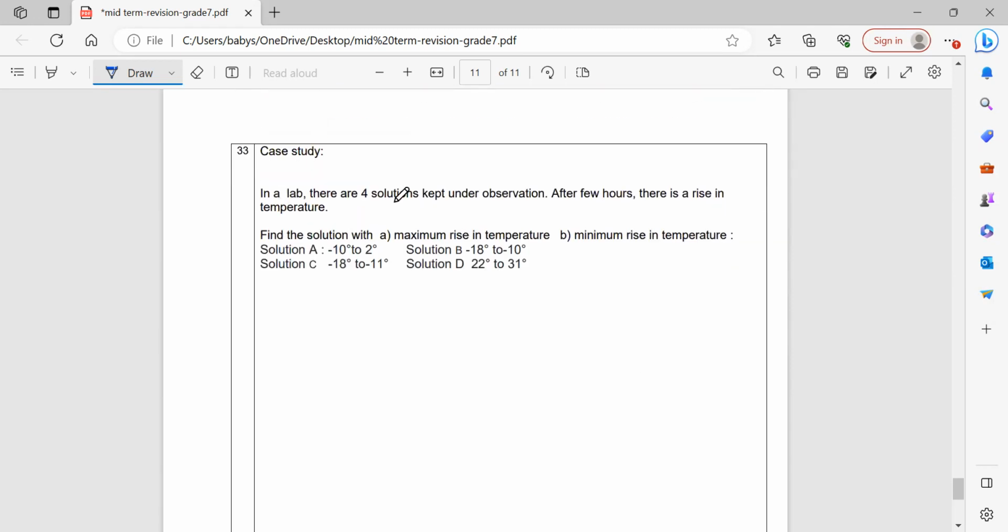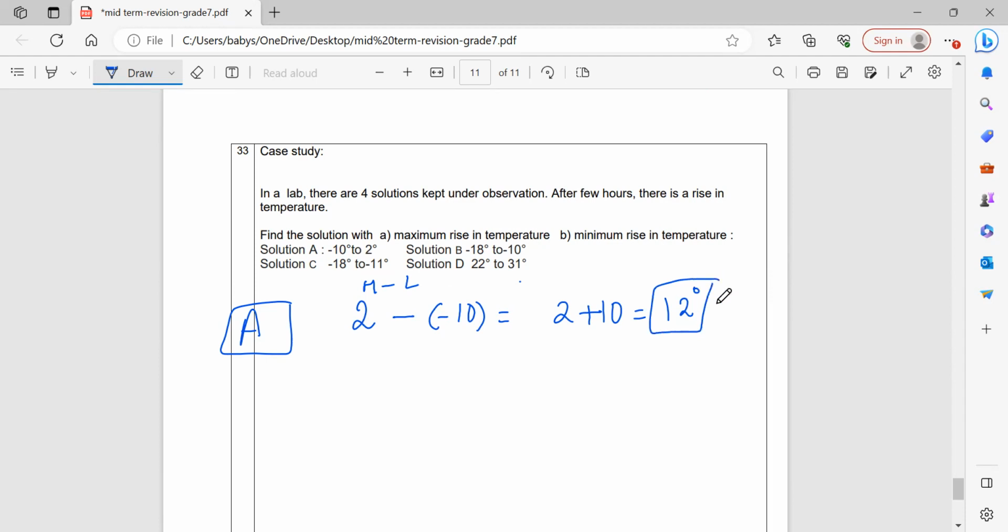The last thing is, in a lab, there are 4 solutions kept under observation. So after a few hours, there is a rise in temperature. So you have to find where there is maximum rise in temperature. Let us check solution A. So what is happening in A? Minus 10 to 2. You should take the difference. Higher temperature minus lower temperature. So positive 2 is higher, no? Negative 10 is lower. So higher minus lower always. 2 minus minus 10. So it becomes 2 plus 10, which is 12 degrees. Okay, Fahrenheit or whatever. So 12 degrees is the rise in temperature for A.